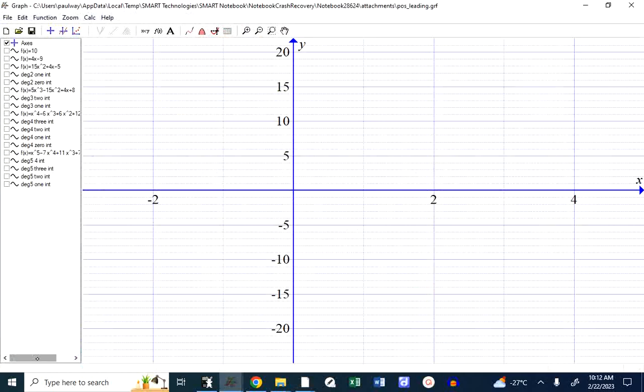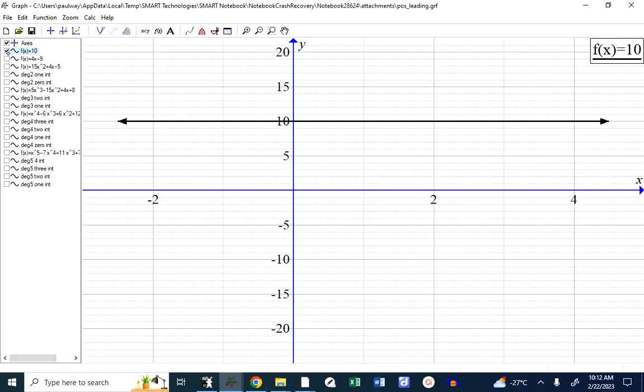Okay, so here is a constant polynomial function. You can take a look in the top right-hand corner. You can see that its y is equal to 10. And I want to point out the most important feature, other than the fact that it's a horizontal line, is that it has no x-intercepts.